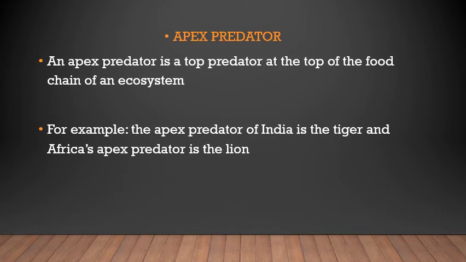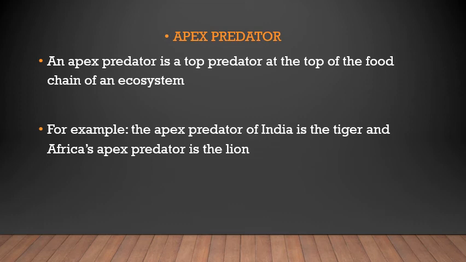There is one more term called the apex predator. Apex means on the top of the list. The apex predator is the top predator at the top of the food chain of an ecosystem. Ecosystem and all you will learn in the next video. Now you need to understand that ecosystem means a surrounding, a place where different animals live.